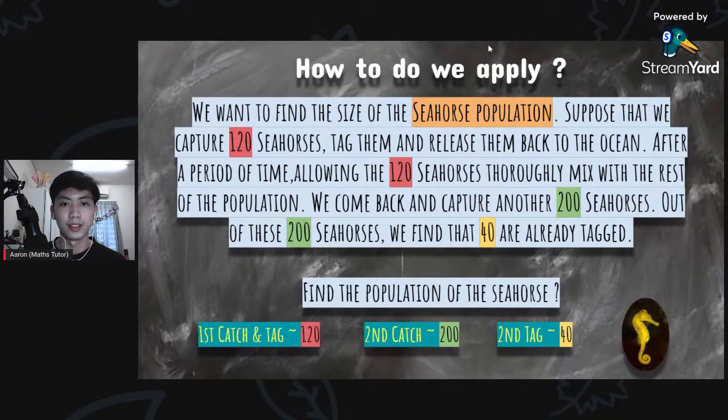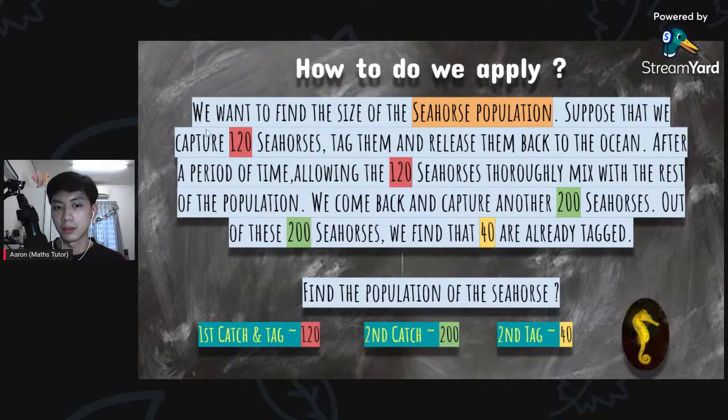Here's the question. We want to find the size of the population of seahorse, and suppose that we capture 120 seahorse. We tag them, put a tag or label on them, and then we release them back to the ocean. After a period of time, we allow the 120 seahorse to mix together. Maybe they have multiplied, maybe they have reproduced, so they have more and more already. And we come back and capture another 200 seahorse.